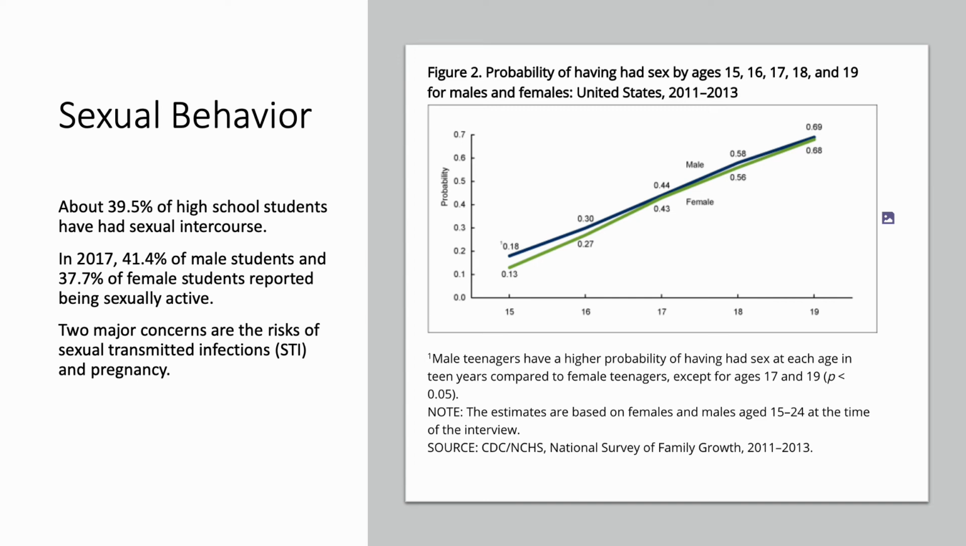Let's talk a little bit more about sexual behavior. About 39% of high school students have had sexual intercourse. And in 2017, 41% of male students and 37.7% of female students reported being sexually active. Two of the major concerns are the risk of sexually transmitted infections and of pregnancy. Now, you need to pay some attention to these numbers because people notoriously inaccurately report sexual behavior.